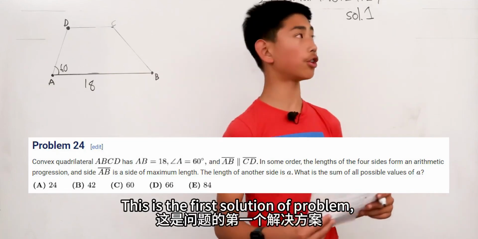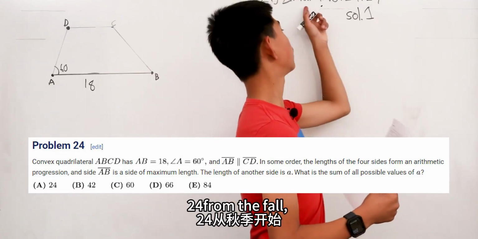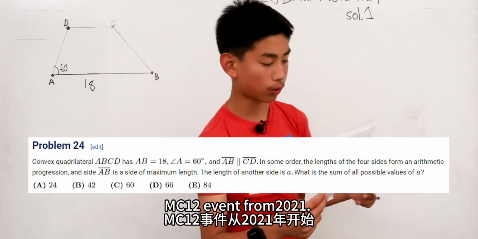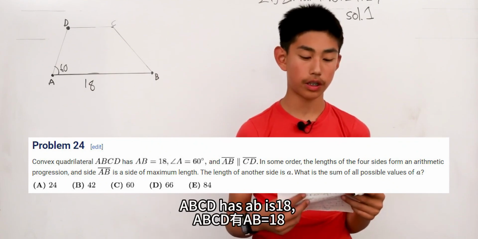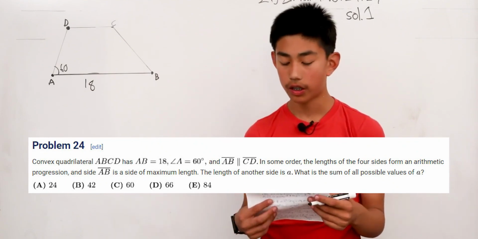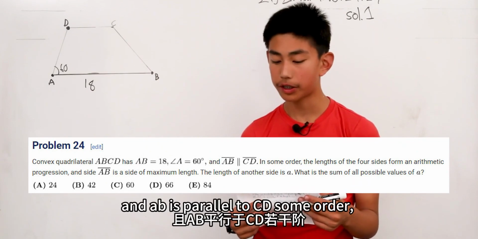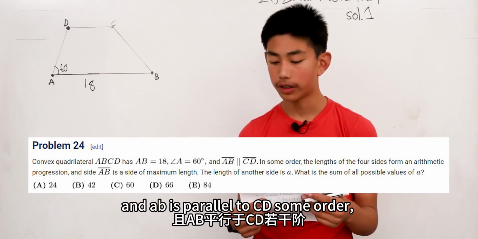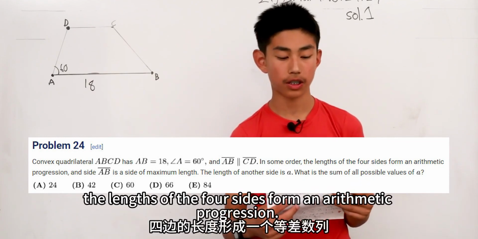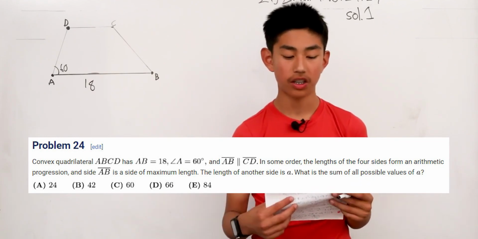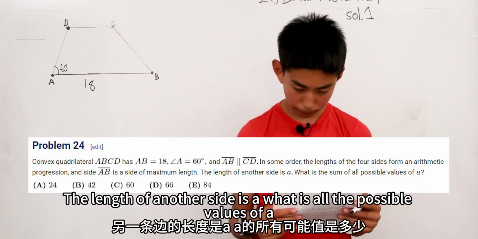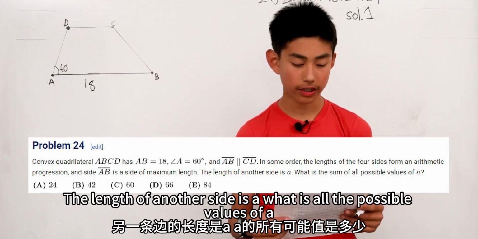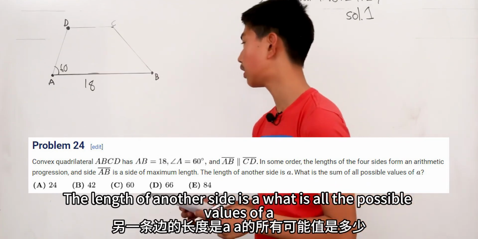This is the first solution of problem 24 from the Fall AMC 12A from 2021. Convex quadrilateral ABCD has AB is 18, angle A is 60 degrees, and AB is parallel to CD. In some order, the lengths of the four sides form an arithmetic progression, and side AB is a side of maximum length. The length of another side is a. What is all the possible values of a?